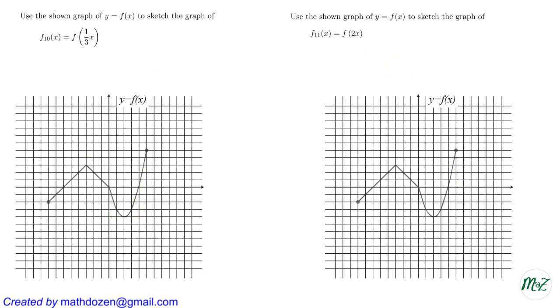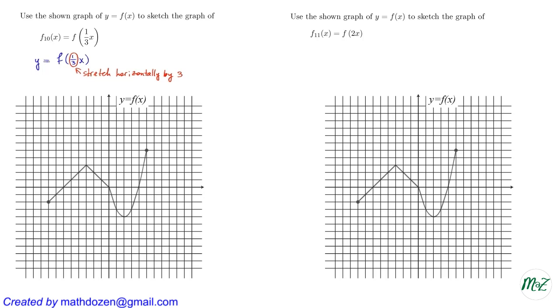We're going to use the given graph of the original function y equals f of x to make the graphs of the following two modified functions. So the first modified function is y equals f of 1/3 x, and this 1/3 multiplied directly by x is responsible for the horizontal stretch of the graph by a factor of 3.